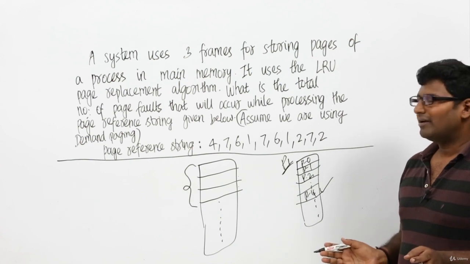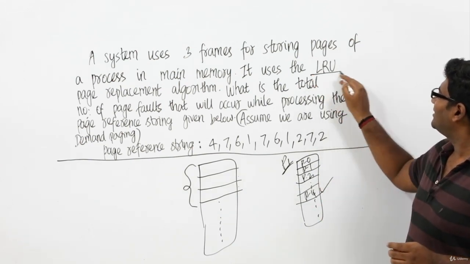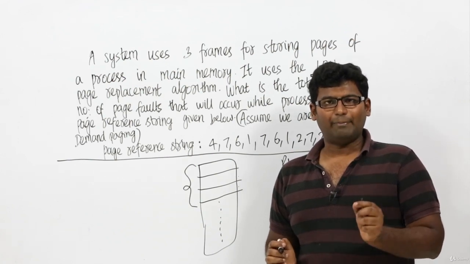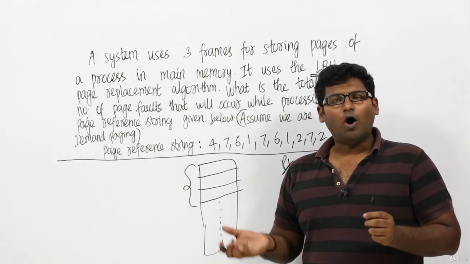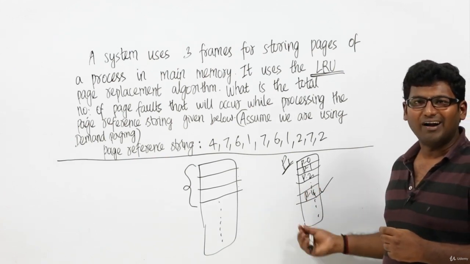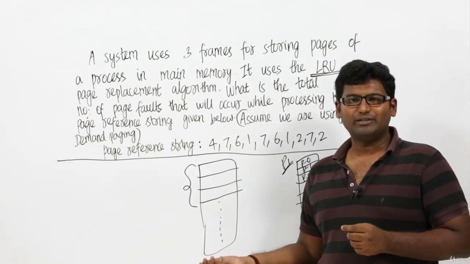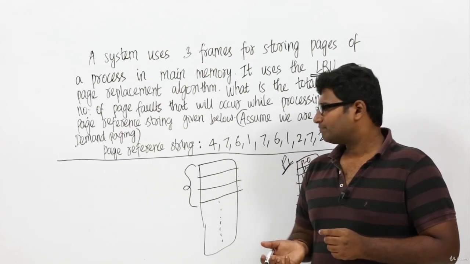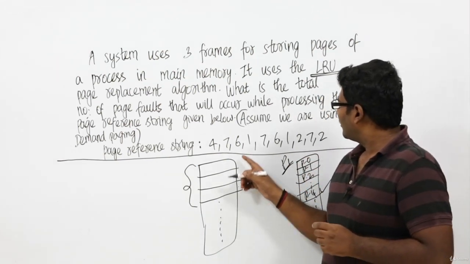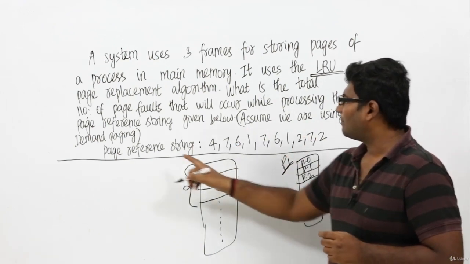Now they are asking, in case we are using least recently used page replacement algorithm, how many page faults will happen? What do you mean by page faults? How many times are we accessing the hard disk in order to get the page, right? That's what we mean by page fault. Fine. Anyway, also they have given that we are using demand paging.